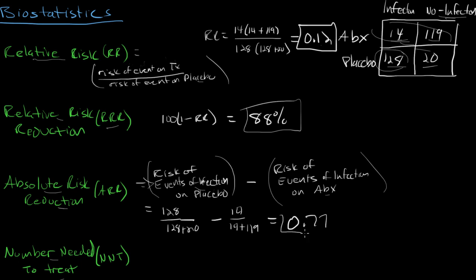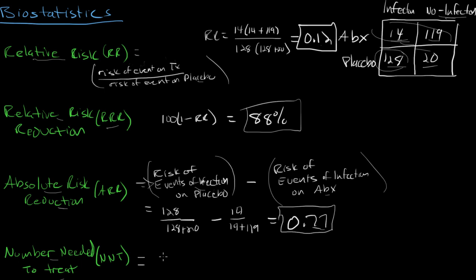So that's my absolute risk reduction. What does that mean? That means I'm going to have 0.77 fewer events if I take the antibiotic or treatment. That's kind of cumbersome to say. So instead of using the absolute risk reduction to phrase things, we use number needed to treat.